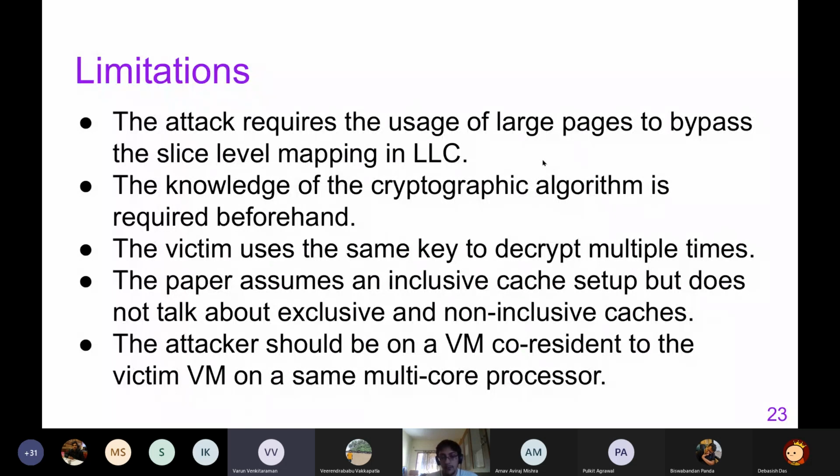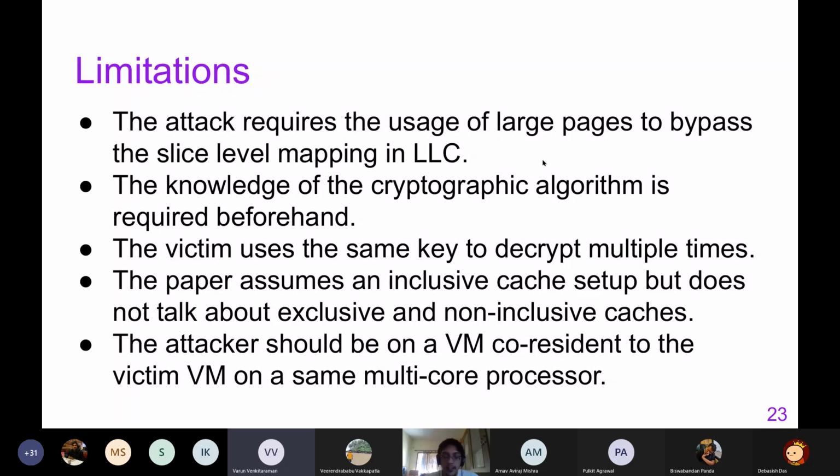The paper assumes an inclusive cache. That's fine. But why do you think there can be an attack in an exclusive cache? Let us assume the victim is using the key presently. I would assume that will be in its private cache, right? So we wouldn't be essentially bothered about the shared memory here, because the key would be in the private cache rather than the shared memory.